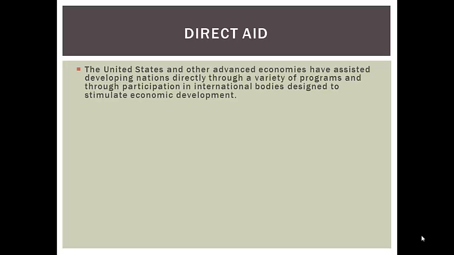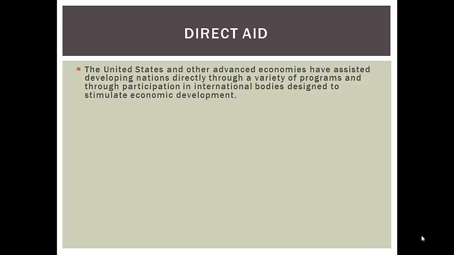Nations directly help developing countries to get out of the poverty trap, to increase their standards of living. So we'll begin with the direct aid. Direct aid is a situation when a country directly helps the poor country to overcome poverty. The United States and some other advanced economies have assisted developing nations directly.